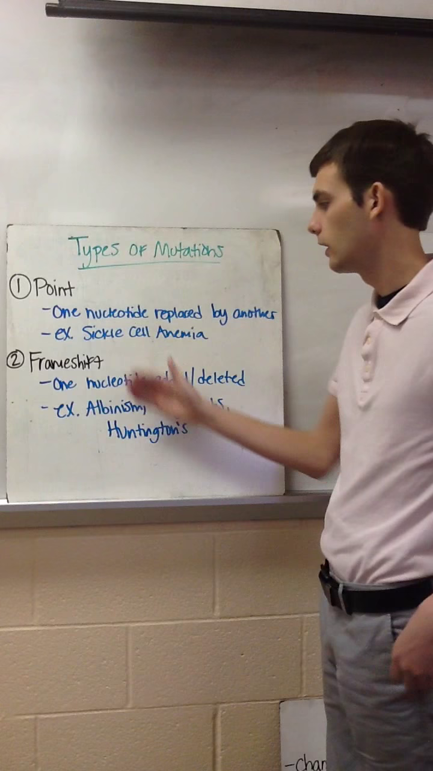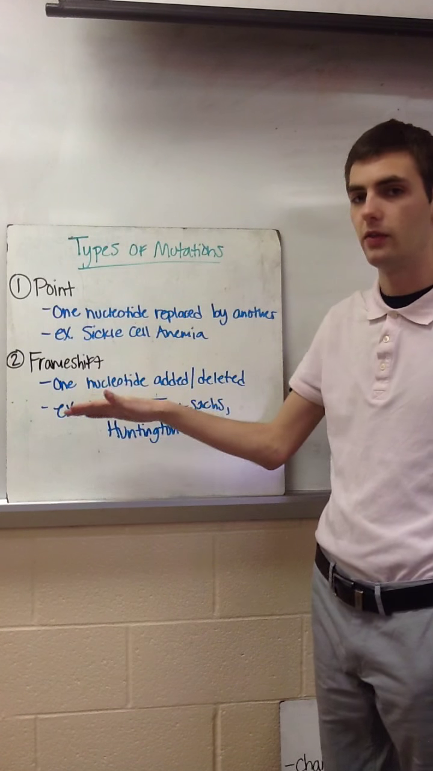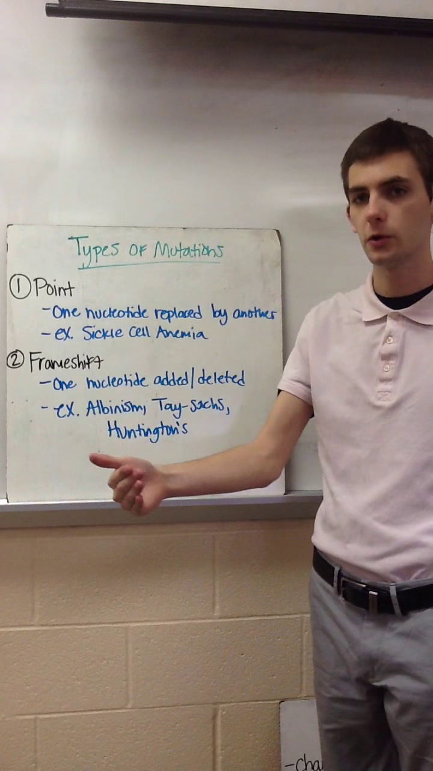than what they should. The second type of mutation is a frameshift mutation. And this is when you add a nucleotide or delete a nucleotide. Therefore, it can make your DNA strand longer or shorter. And some examples of traits that are caused by frameshift mutations would be albinism, Tay-Sachs disease, or even Huntington's disease.